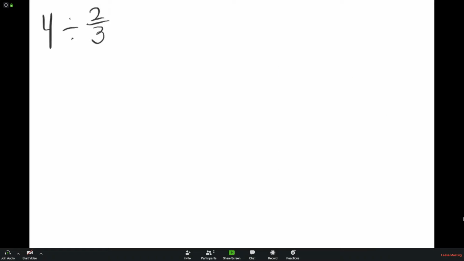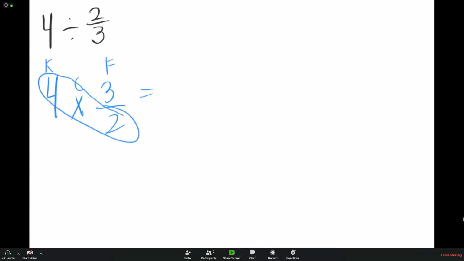Okay, let's try this one. 4 divided by 2 over 3. We have keep, flip, change. So K, F, C. Then we can simplify first by 2. And we would get 2 up here, 1 here, 2 times 3 over 1. And we would get 6 over 1, or just 6.